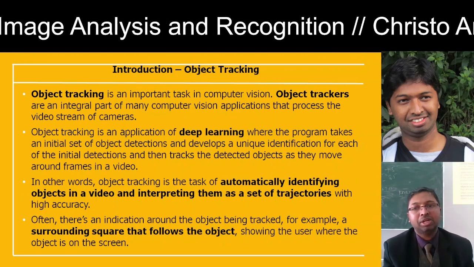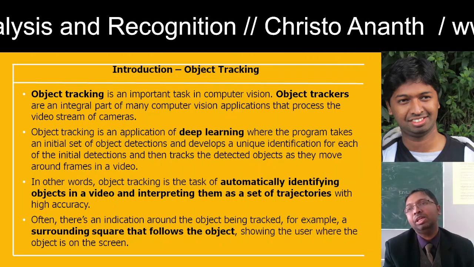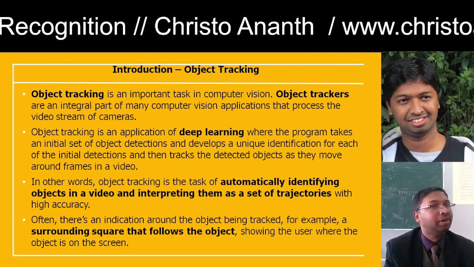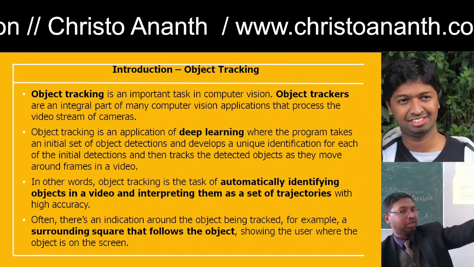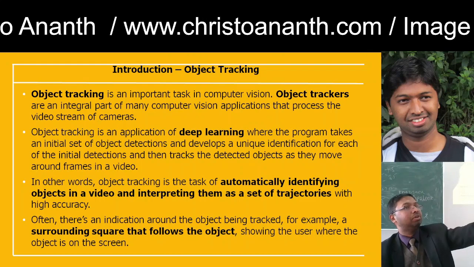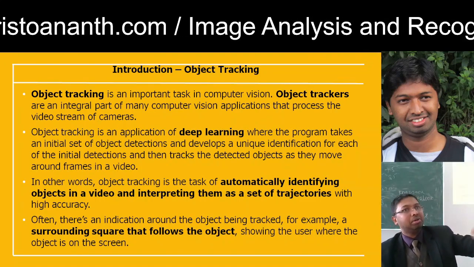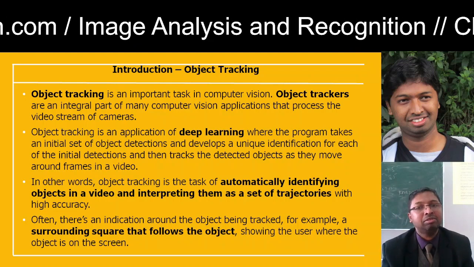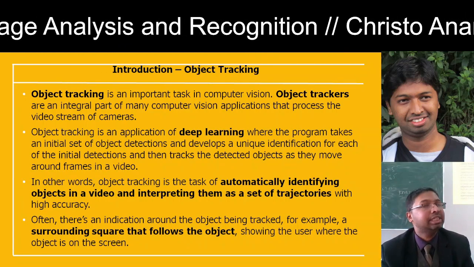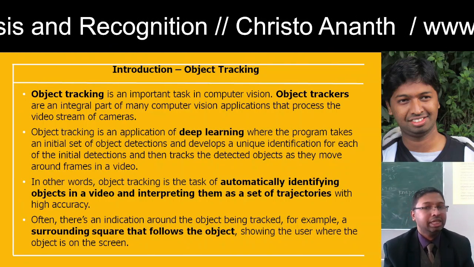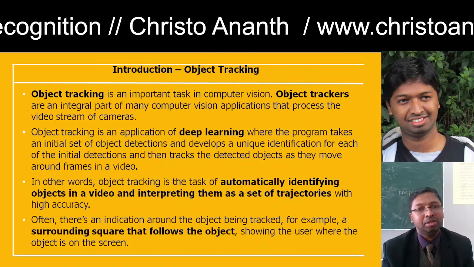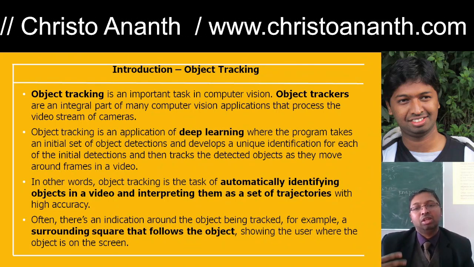Object tracking can automatically identify the objects in a video. For example, if you take one video, it will immediately classify: this is a human being, this is an animal. It will be categorizing them and interpreting them as a set of trajectories, with higher accuracy. There is an indication around the object being tracked.